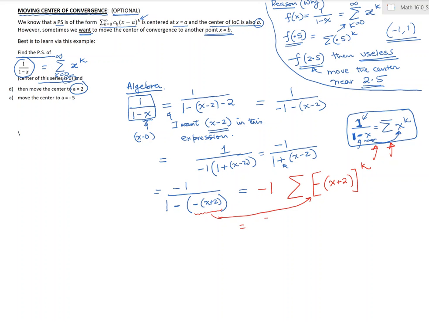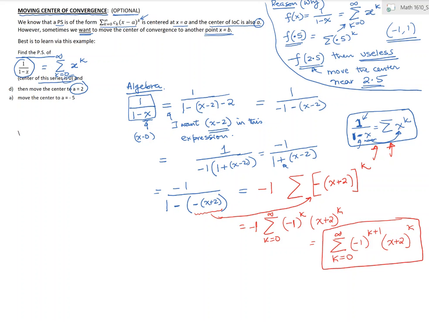So this becomes minus 1, k going from 0 to infinity, minus 1 to the power k, so it's alternating, times x plus 2 raised to the power k. And there's a minus 1 here. So if I take this inside, I get k equals 0 to infinity, negative 1 to the power k plus 1 times x plus 2 raised to the power k. So this is centered.